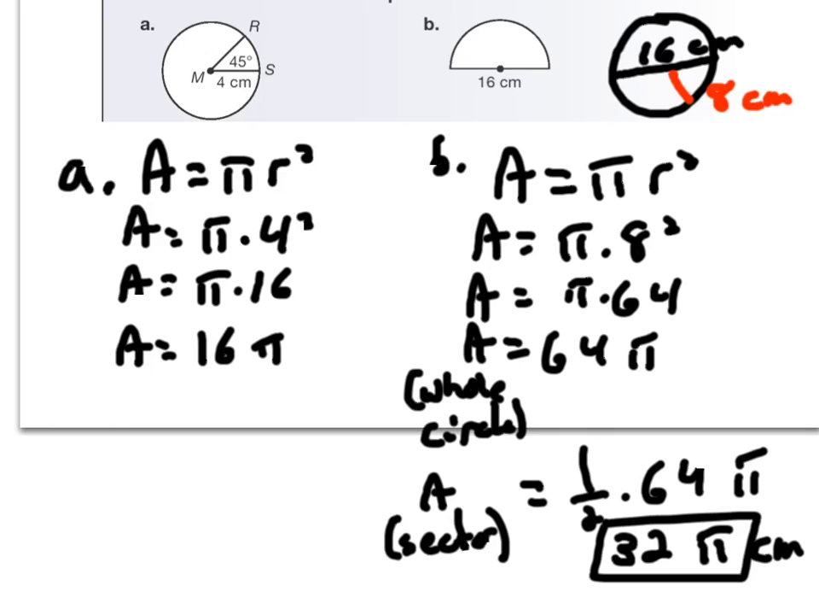And I guess on the one before that, this example over here that I erased, go back and label your answer with centimeters squared. Okay? Should be centimeters squared for area. So 32 pi centimeters squared.